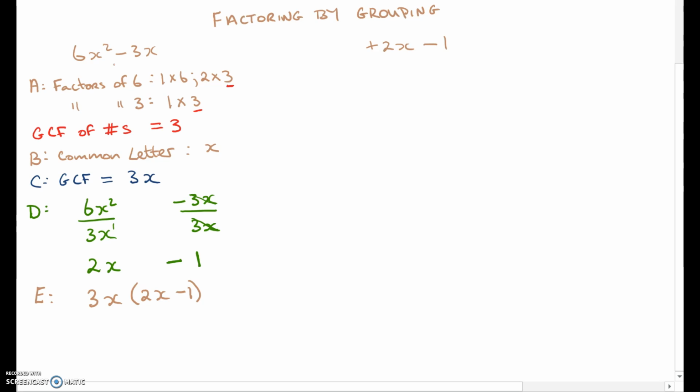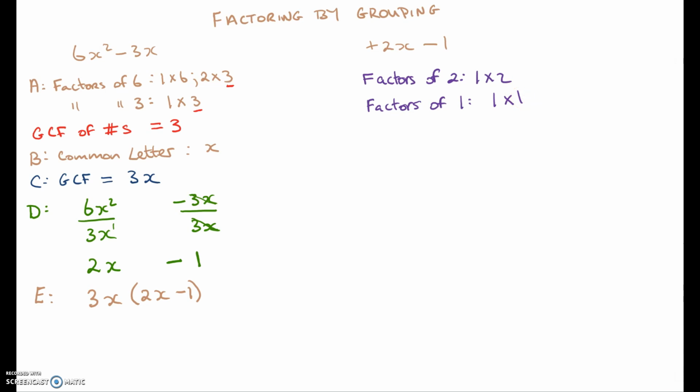If we do it here, I wouldn't normally do it twice, but this one's a little bit more interesting possibly, so let's try this one as well. Here are the factors of 2, so now we're trying to find the factors of 2x minus 1. The factors of 2, I'll go a little bit quickly, are 1 times 2. The factors of 1 are just 1 times 1. So the GCF of the numbers in this case is simply 1.